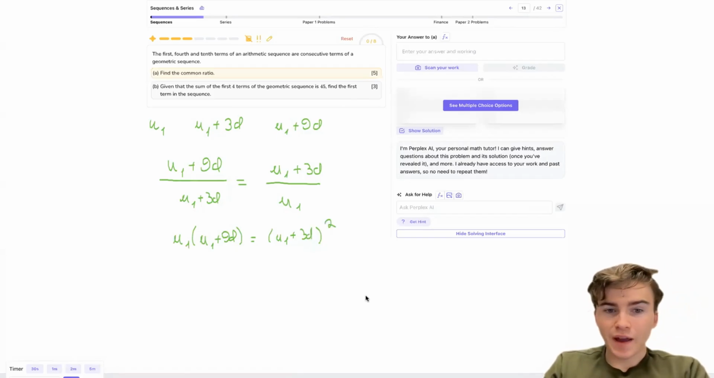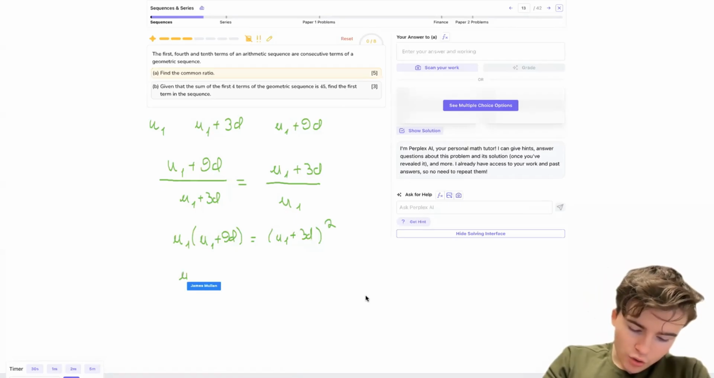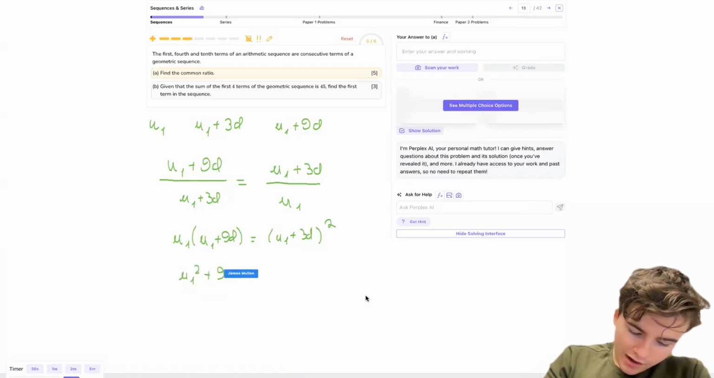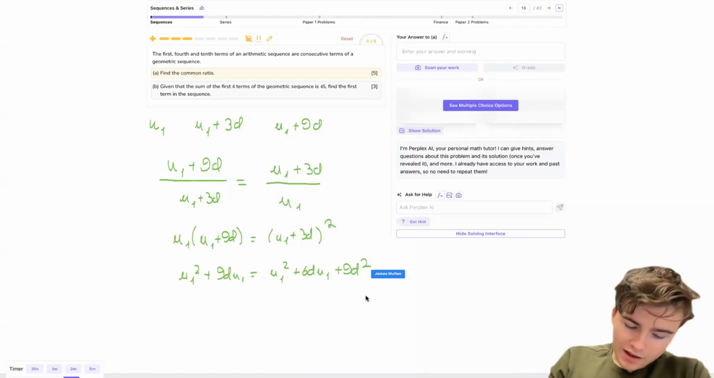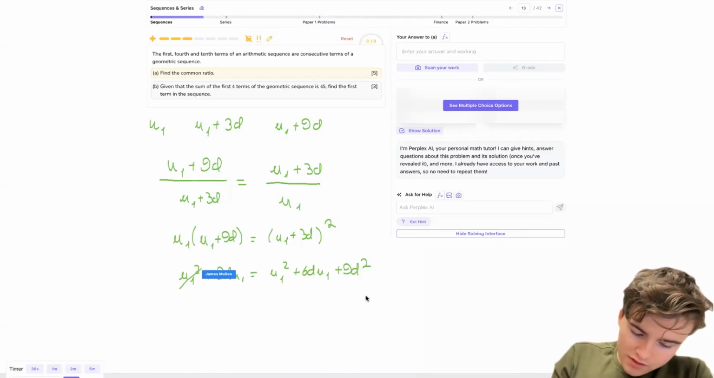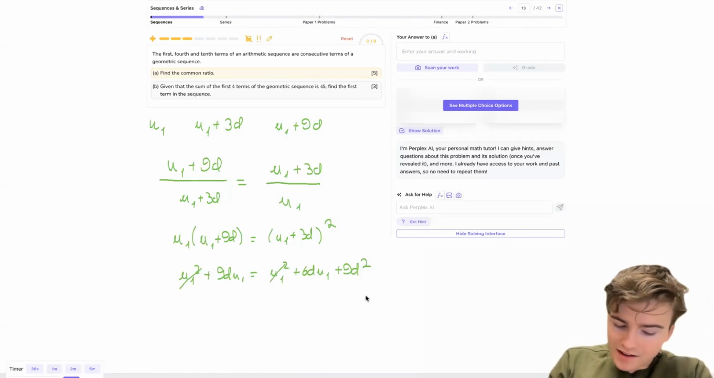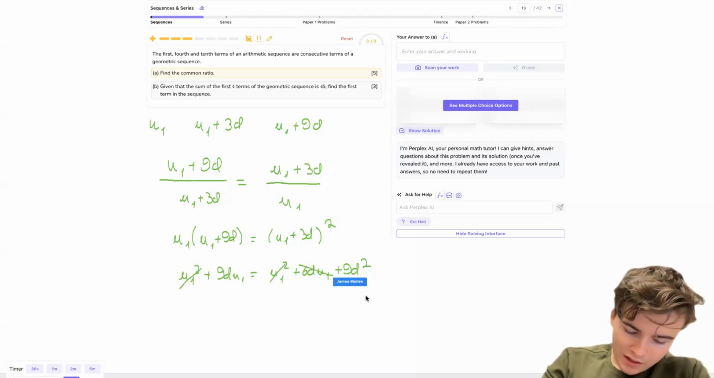And now I need to expand this. So on the left-hand side, u1 squared plus 9d u1. And on the right-hand side, I'm going to get u1 squared plus 6d u1 plus 9d squared. Now it's nice. I can cancel u1 squared on both sides. And then I'm left with a 9d u1 on the left and a 6d u1 on the right. So I'm going to cancel this 6 and put a 3 there. So 3d u1 is equal to 9d squared.